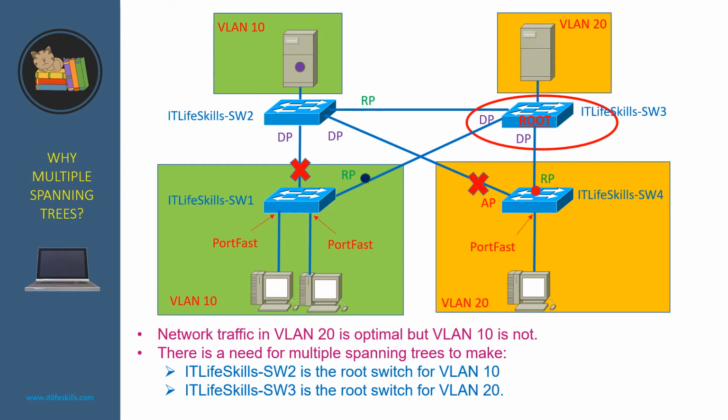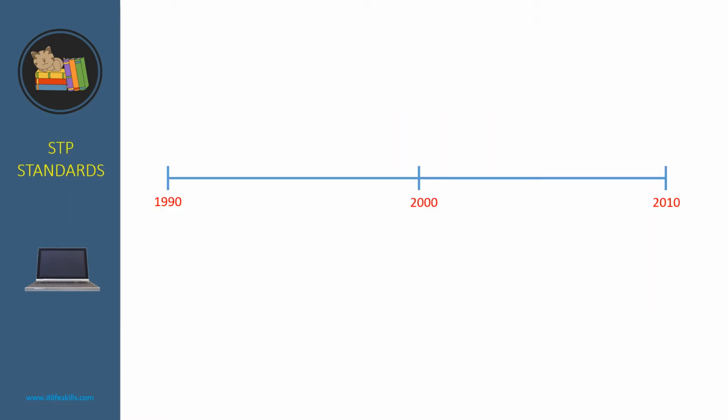There is a need for multiple spanning trees to make IT Live Skill Switch 2 a root switch for VLAN 10 and IT Live Skill Switch 3 a root switch for VLAN 20. The need for multiple spanning trees has led to the development of the various MSTP family of protocols.